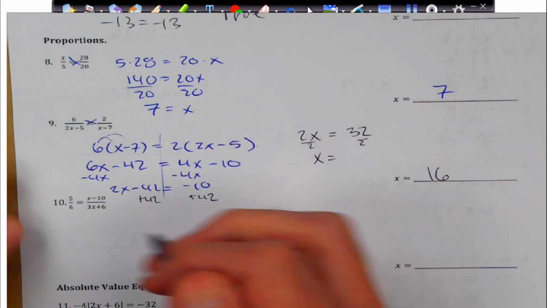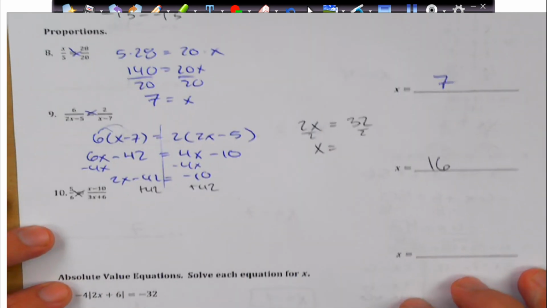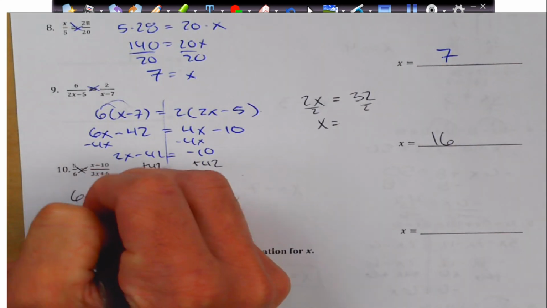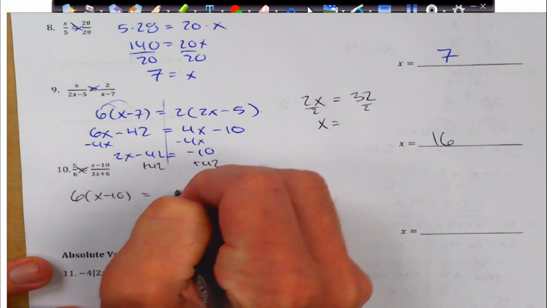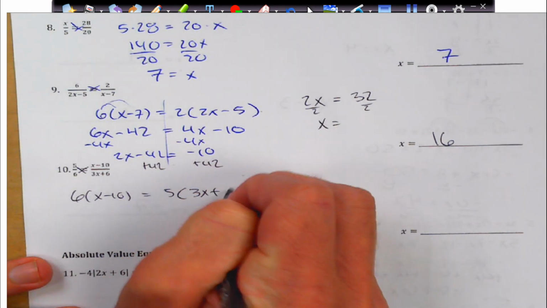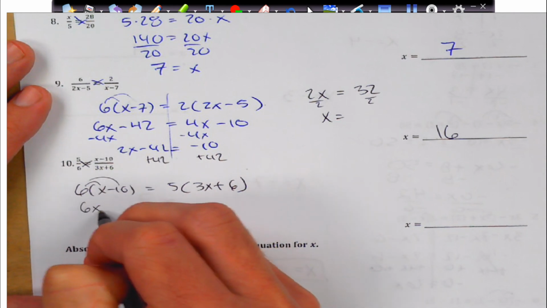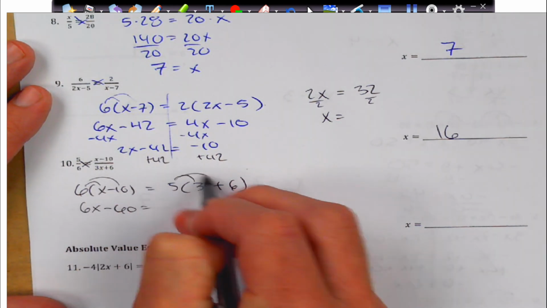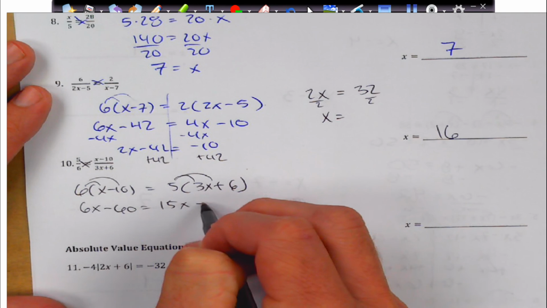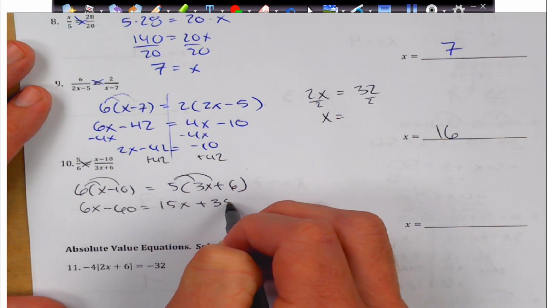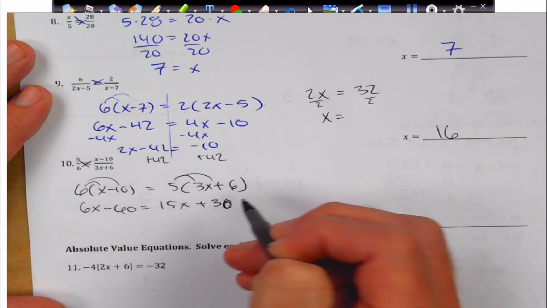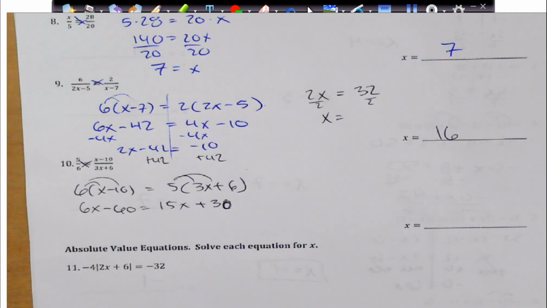All right, and then again, cross multiply. And we'll get 6 times x minus 10 equals 5 times 3x plus 6. Distribute, you get 6x minus 60 equals distribute 15x plus 30. I think that's just 30, right? Yeah, just 30, nothing crazy. Just 30.